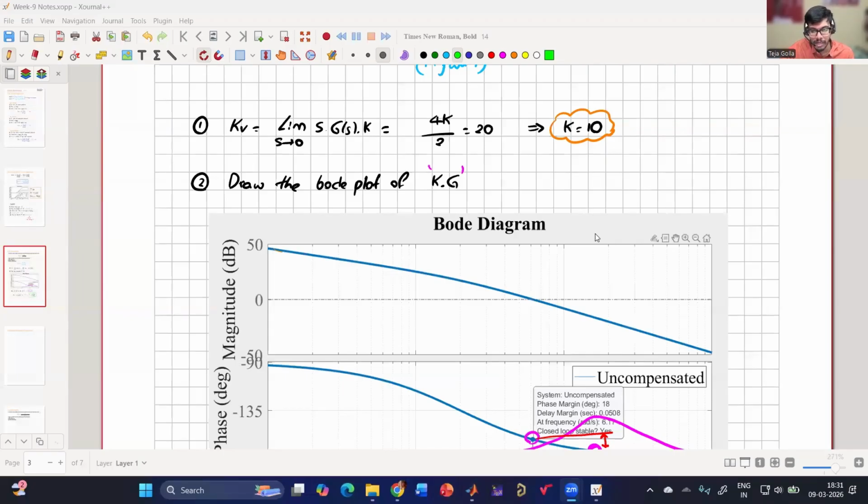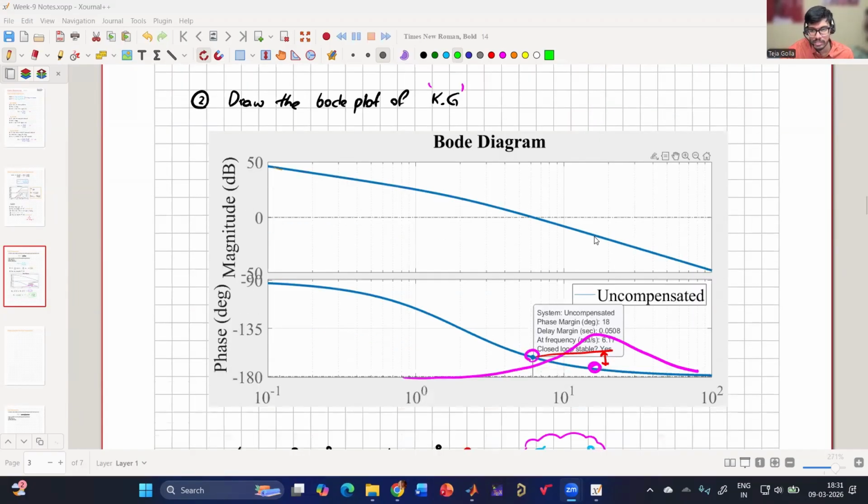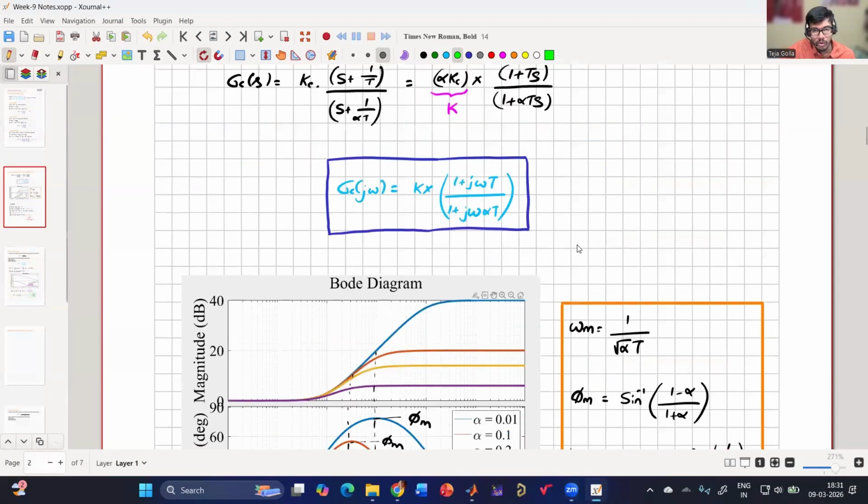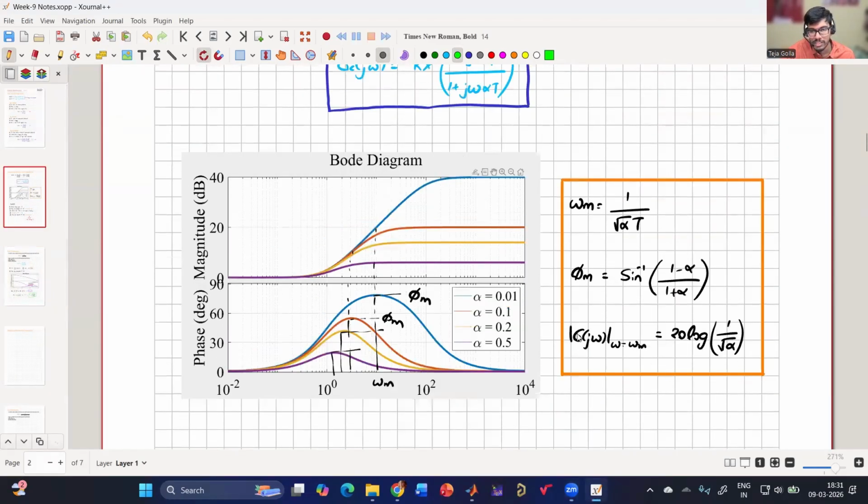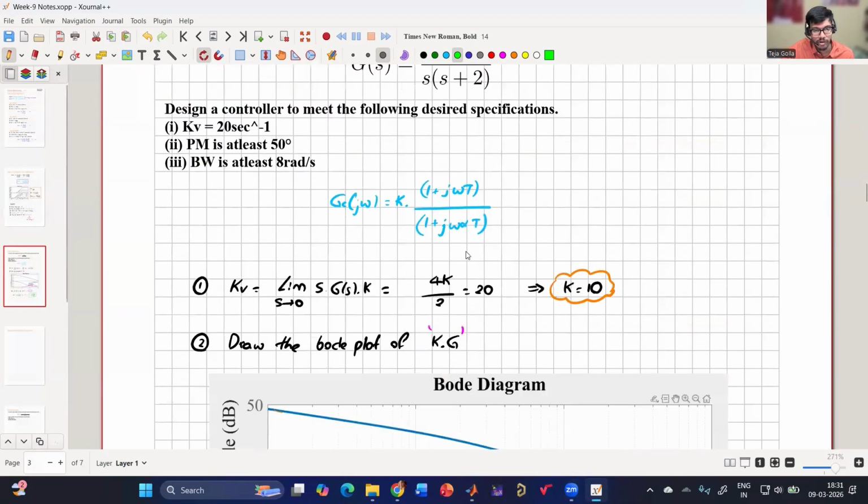So only when the gain becomes zero, we call it gain crossover frequency. So we are trying to make that point the gain crossover frequency. How much gain we get from the compensator should be added to the negative gain of this plant, so that it becomes zero, and that will become our gain crossover frequency. So now we are going to use this second formula, which is mod G of j omega is 20 log 1 by root alpha.